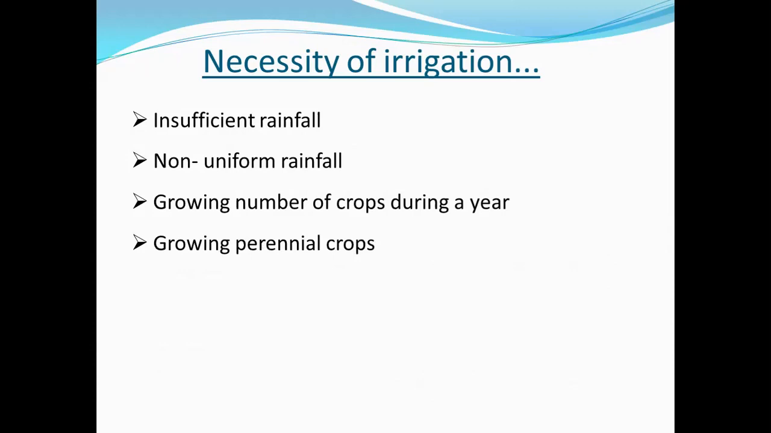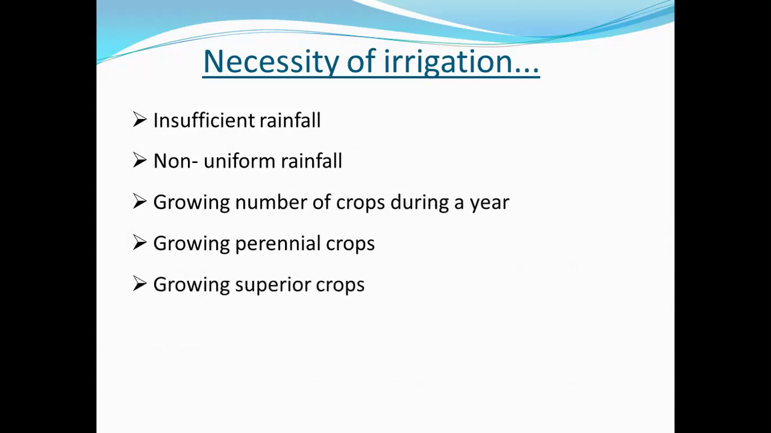The next is growing perennial crops, right? So sugarcane is the main perennial crop, an important crop which remains in the field practically throughout the year. As the rainfall is not regular, irrigation is invariably needed for sugarcane. So wherever sugarcane needs watering, we provide it by irrigation, right?